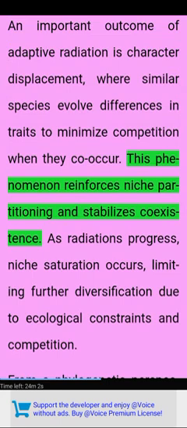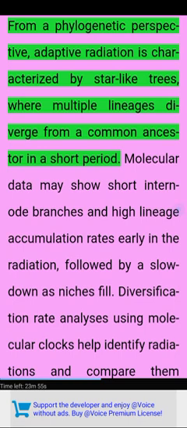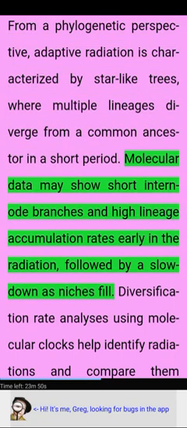This phenomenon reinforces niche partitioning and stabilizes coexistence. As radiations progress, niche saturation occurs, limiting further diversification due to ecological constraints and competition. From a phylogenetic perspective, adaptive radiation is characterized by star-like trees, where multiple lineages diverge from a common ancestor in a short period. Molecular data may show short internode branches and high lineage accumulation rates early in the radiation, followed by slowdown as niches fill.